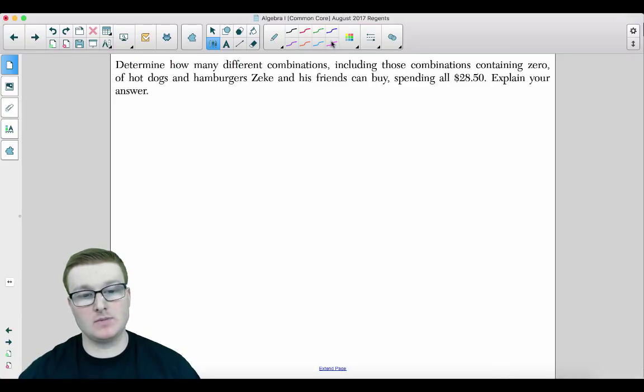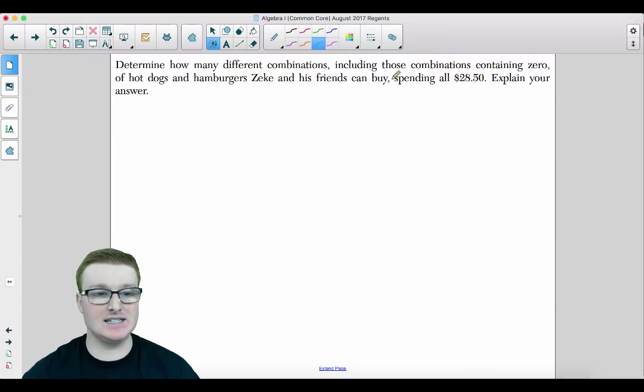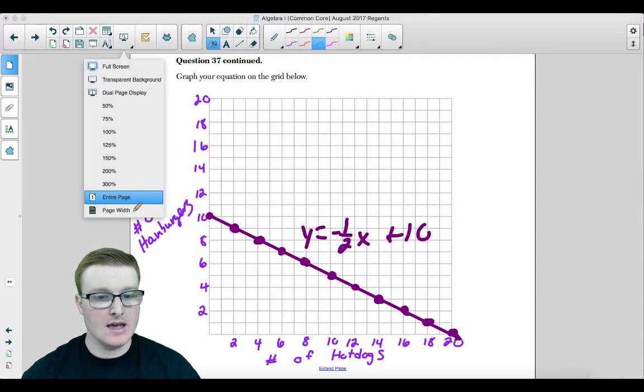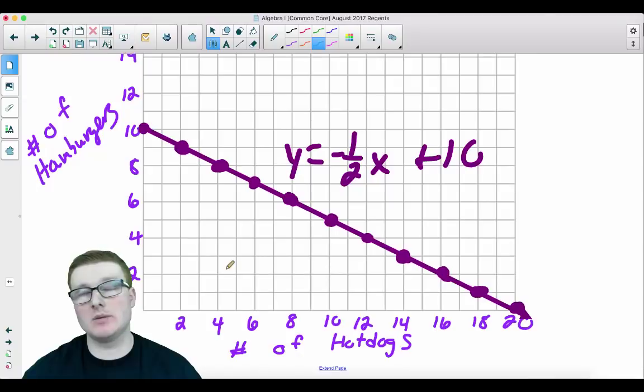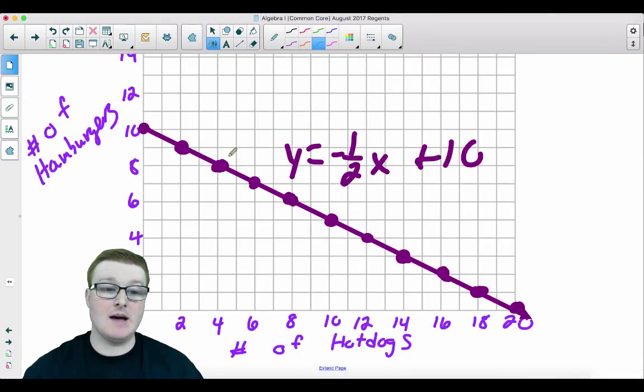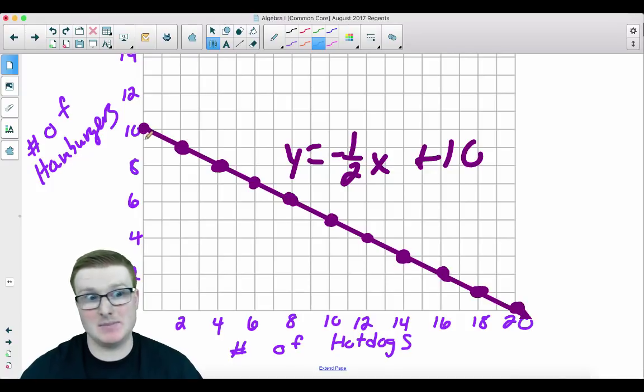So for the third part of this, it says determine how many different combinations, including those combinations containing 0, of hot dogs and hamburgers Zeke and his friends could buy, spending all $28.50. Explain your answer. So the key words here are combinations containing 0. Meaning that everyone could buy a hot dog and no one could buy a hamburger, or everyone could buy a hamburger and no one buy a hot dog. How many combinations are there? Well, you just count the dots, people.